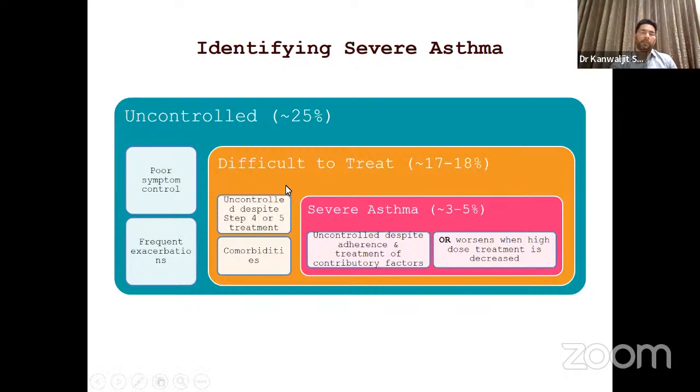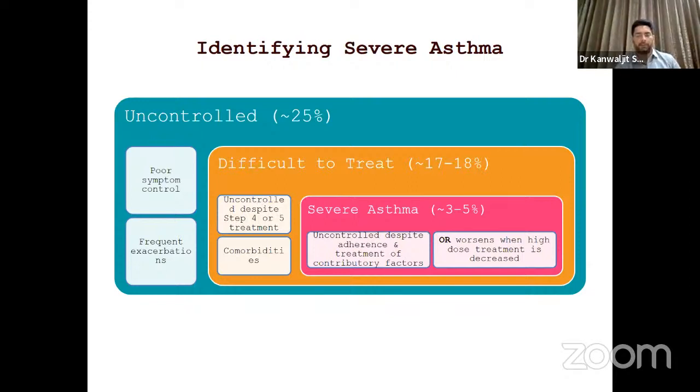We call it difficult to treat asthma if the patient's symptoms are uncontrolled despite step 4 and 5 of the treatment, despite giving the maximum inhaled corticosteroids plus the use of 2 bronchodilators, and the patient is still not relieved of the symptoms. But if the patient is having symptoms despite adequate adherence to the treatment, using adequate technique for the inhalers, and despite treating the comorbidities, then it falls into the category of severe asthma.